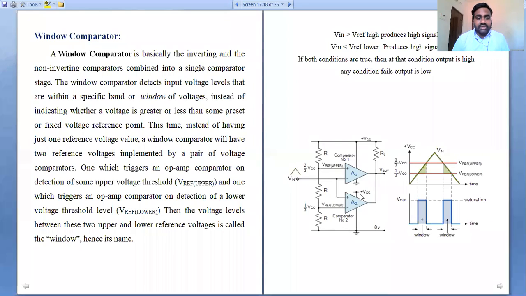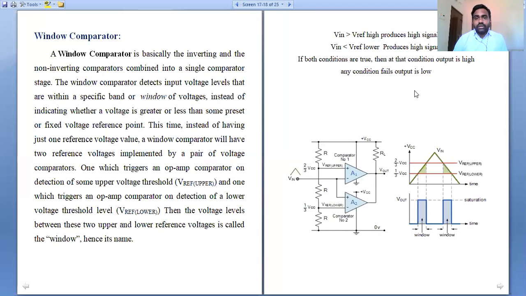Instead of indicating whether a voltage is greater than a reference voltage or less than a reference voltage, we are using two reference voltages, implemented in a pair of voltage comparators. One will trigger the comparator at the upper threshold voltage or upper saturated voltage, plus V sat, and the second will trigger the operational amplifier at the minus V sat condition.